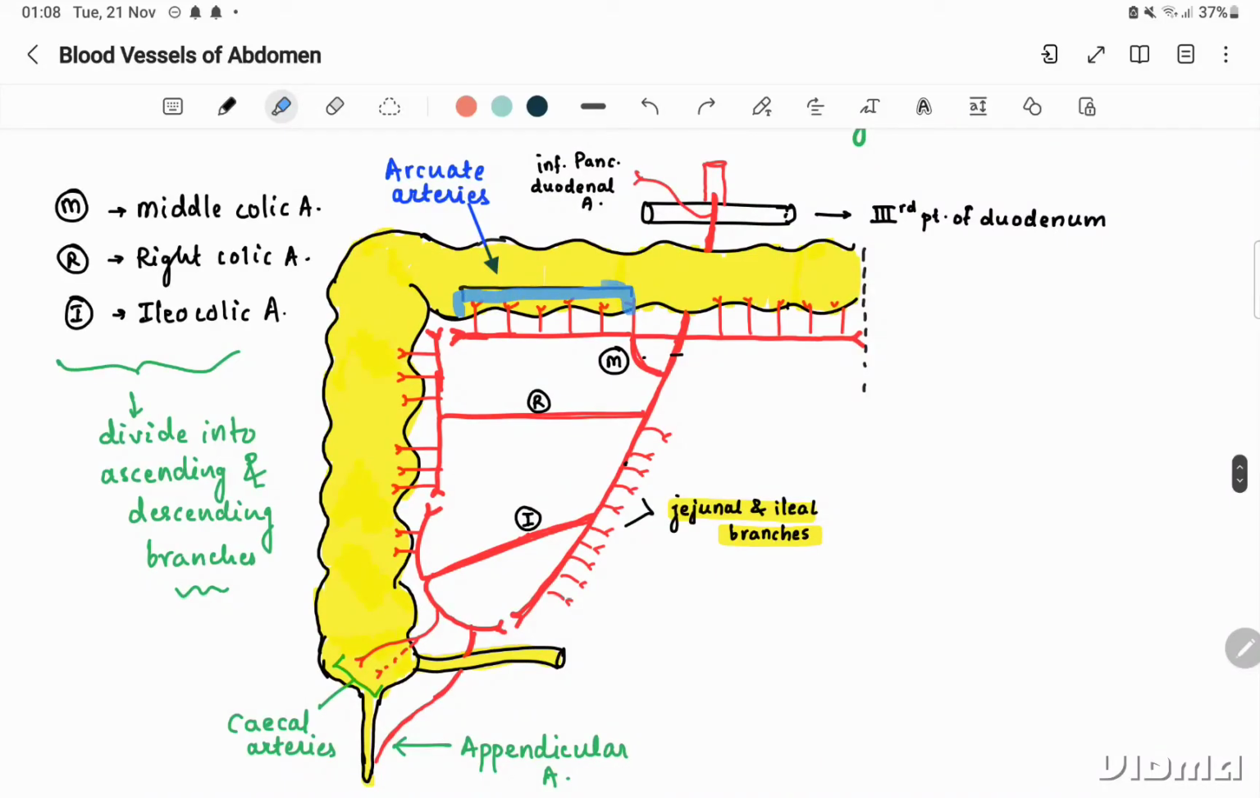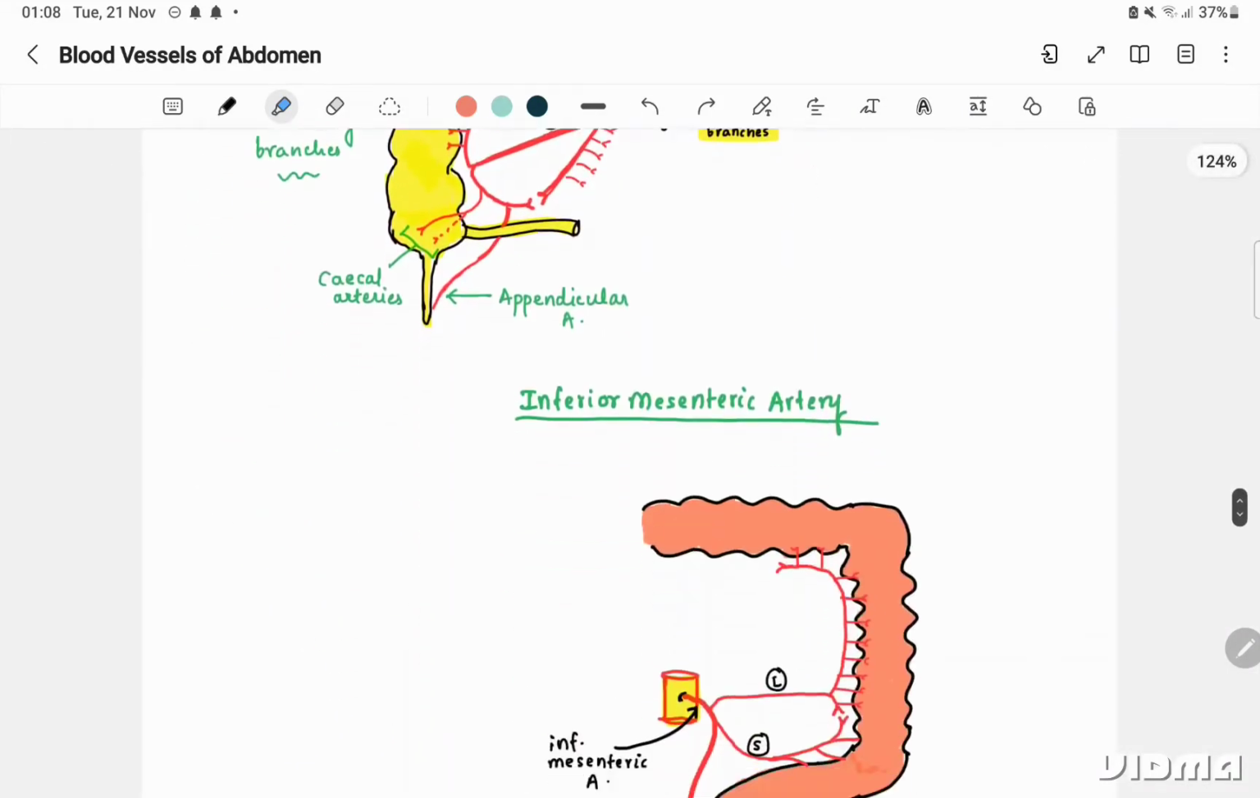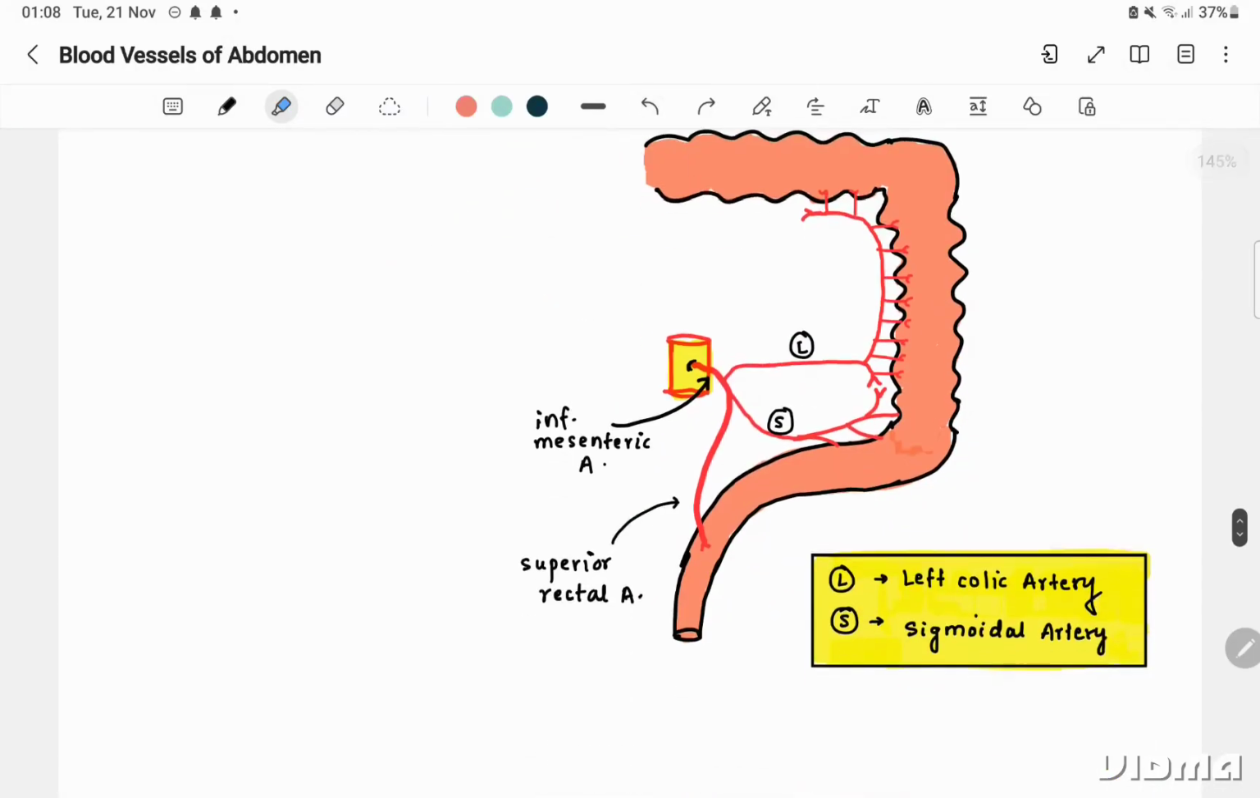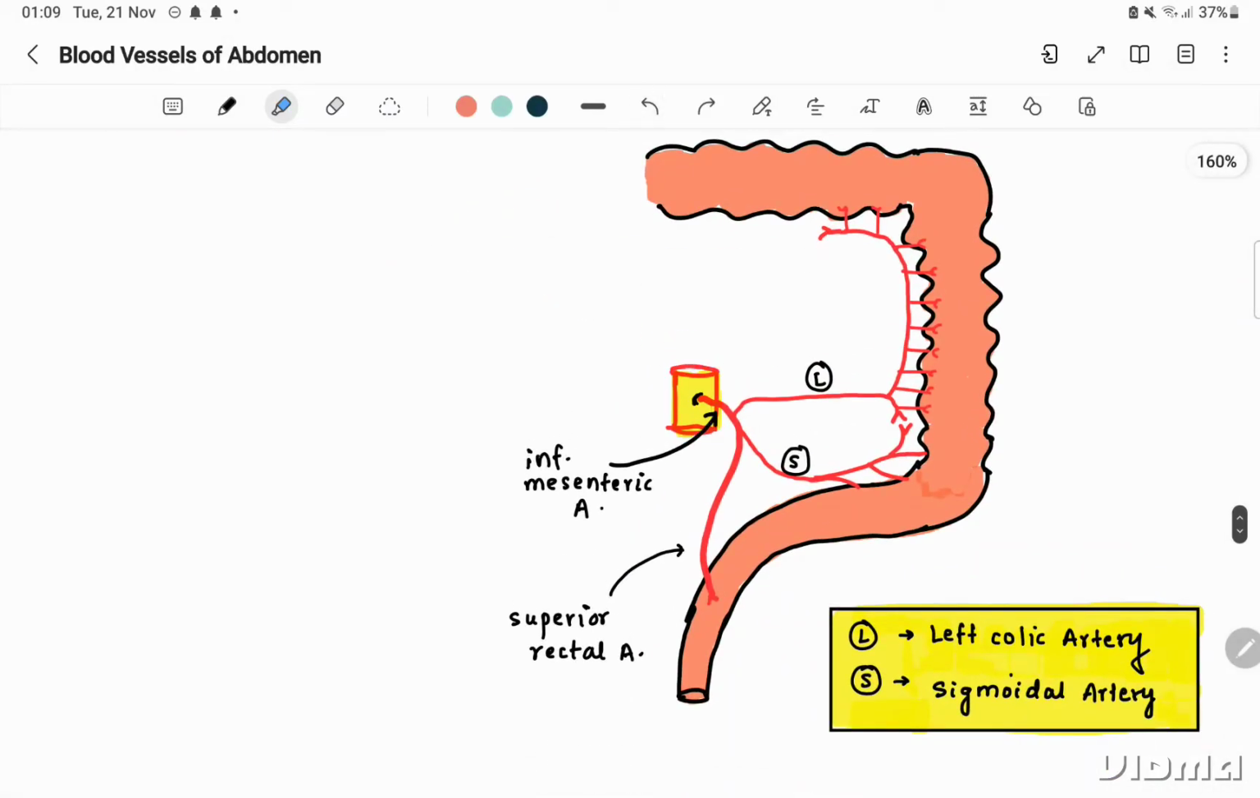And these small branches are called the arcuate arteries. Then we have the inferior mesenteric artery. This is the inferior mesenteric artery present over here. It has branches, that is the sigmoidal artery, which supplies the sigmoid colon, and also anastomoses with L. What is L? L is the left colic artery, which also divides into two branches, an ascending branch and a descending branch. The ascending branch supplies some parts of the transverse colon as well as the descending colon mainly. So the left colic artery is mainly supplying the descending colon and also anastomosing with the sigmoidal artery.